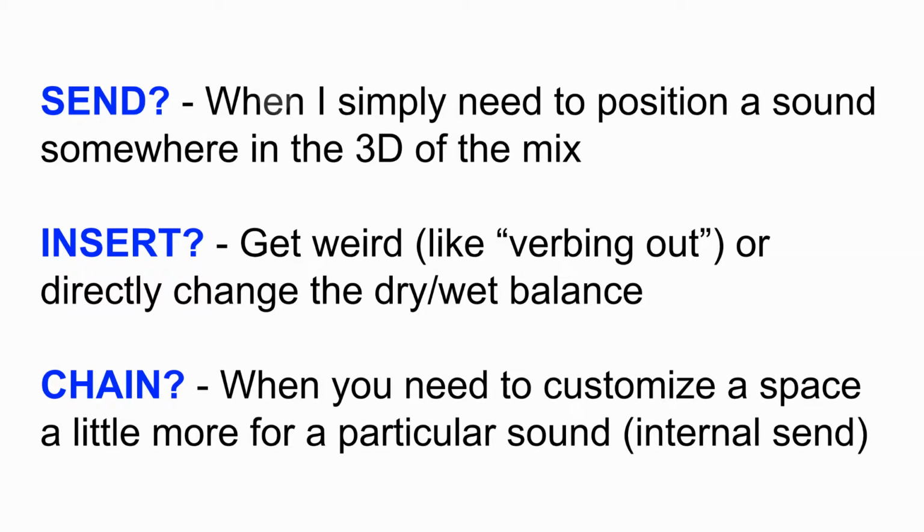But another example is when I want to directly change the dry-wet balance of something. And we'll dive into that one. That one's kind of cool. And then finally, Ableton gives us another option where we can actually run effects in parallel on individual channels through the use of chains. Kind of like an internal send, depending on how you set it up. But I use this when I need to customize a space just a little bit more for a particular sound. So let's dive into a couple examples here.